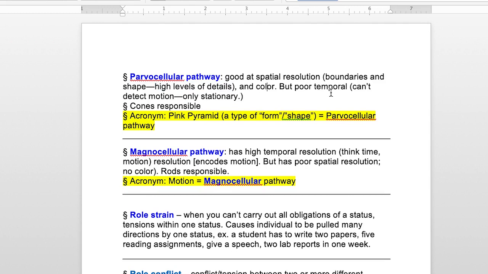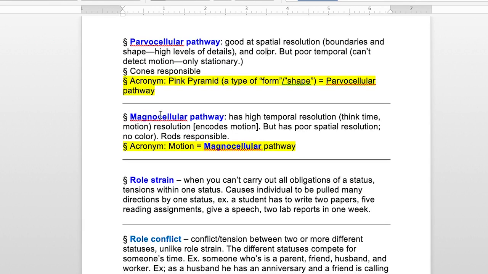And it is parvo temporal. Next, magnocellular, so M for motion, and this one has high temporal resolution, so think time and motion like it says here. It is kind of the opposite of parvocellular. So again, P, pink pyramid, and M, motion, magnocellular.